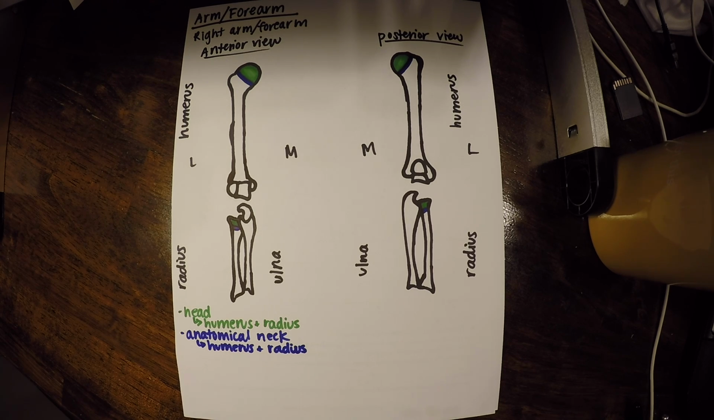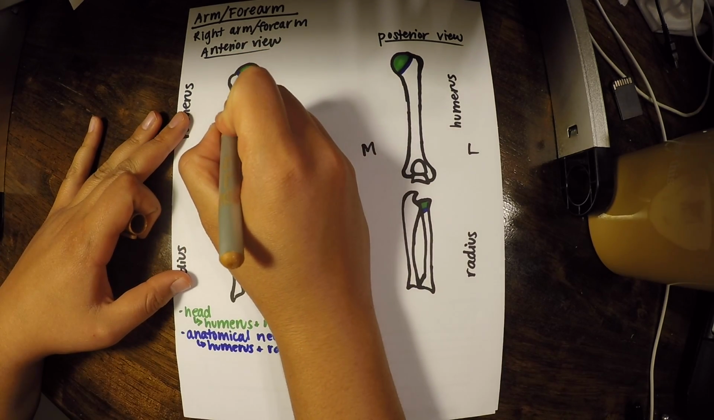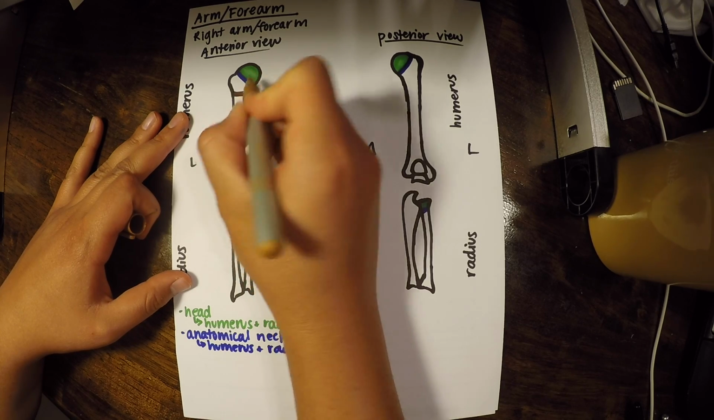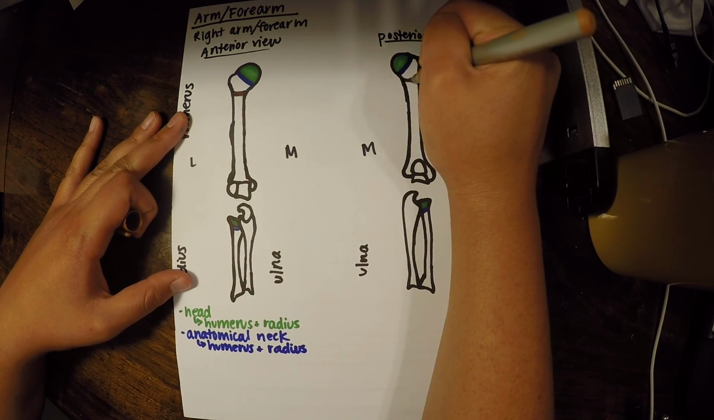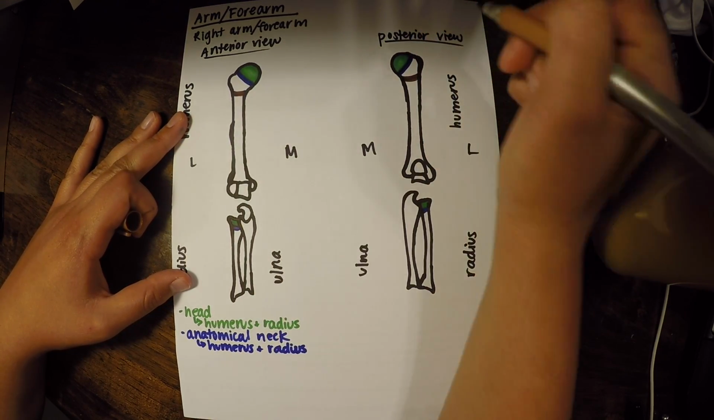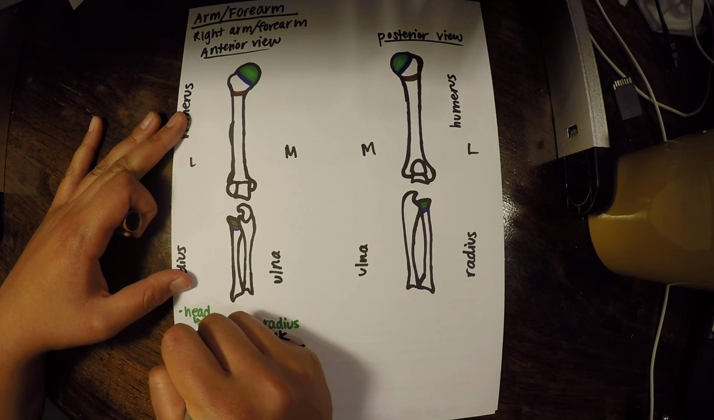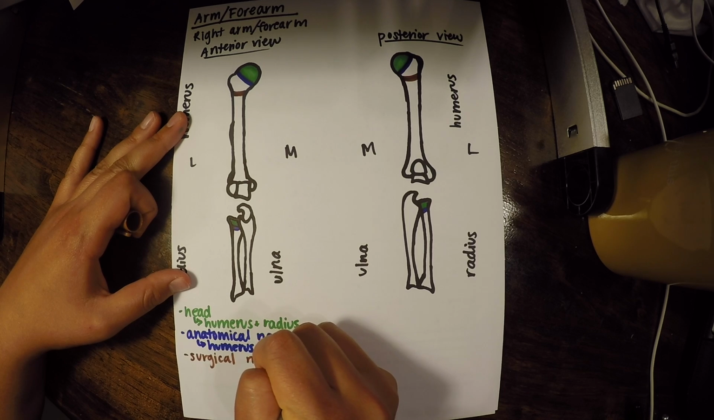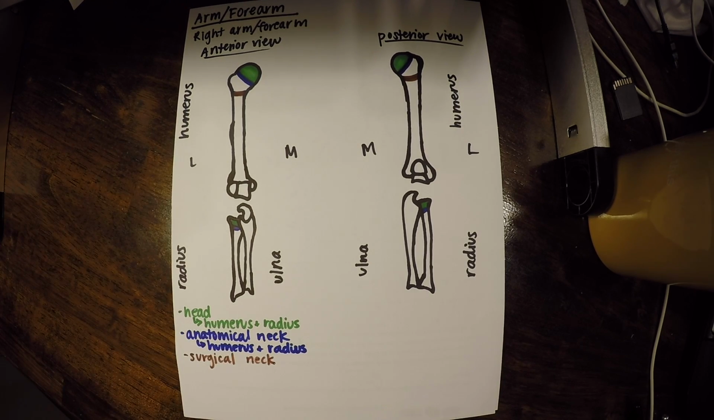Now, remember I mentioned we also have a surgical neck, so let's draw that in. That is going to be right here, just because that's oftentimes a place where surgery will occur, hence the name. And that's only going to be of the humerus, like I mentioned. So, surgical neck. Now we have a place.